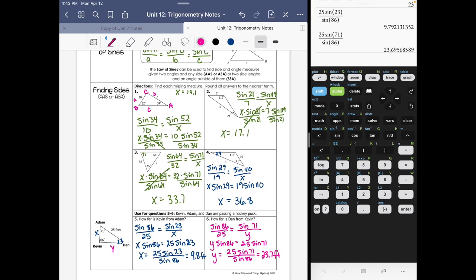This is obviously not 100% to scale, but I do believe that the angles are probably measured correctly. So this is an accurate representation of them. And you can tell that Adam and Dan are slightly further apart than Kevin and Dan. So hopefully that makes sense to you.